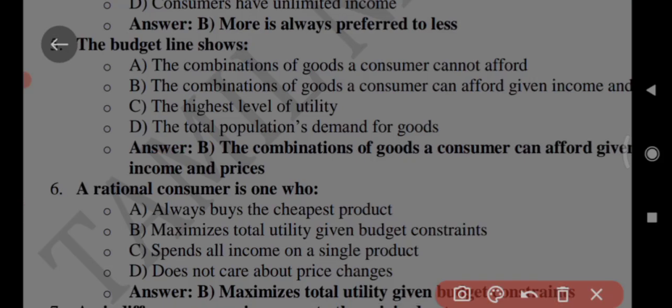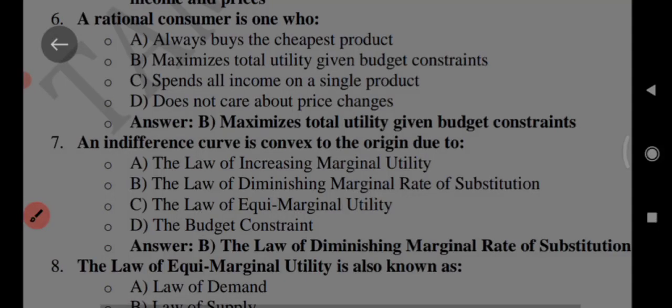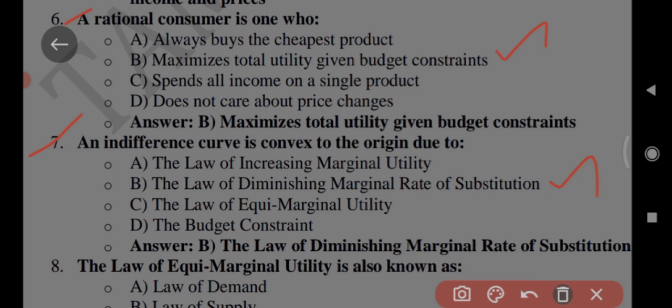Option B. The rational consumer is one who: answer is option B, maximizes total utility given budget constraints. An indifference curve is convex to the origin due to option B, the law of diminishing marginal rate of substitution.